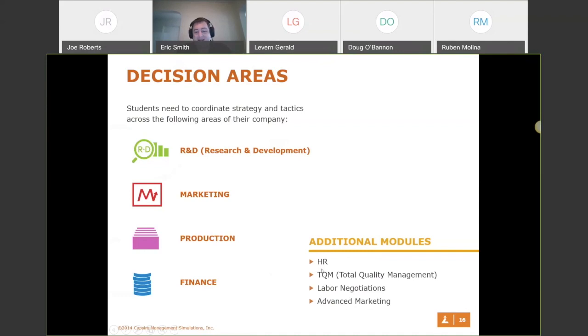Okay. These additional modules are all the available modules. I should point out we're only using the first two, HR and TQM. The last two, outside of the U.S., labor negotiations is not a very popular module. From the CapSim perspective, most of the folks using it are based in the U.S. It's maybe in 10% of total courses. Advanced marketing, if it's not a marketing course, it's a little too granular.